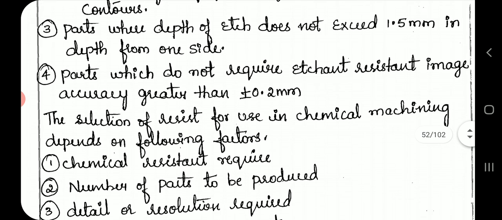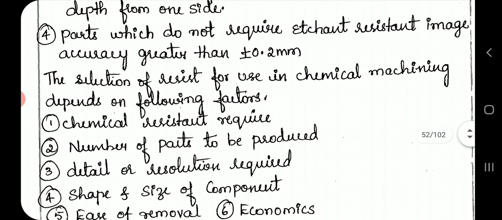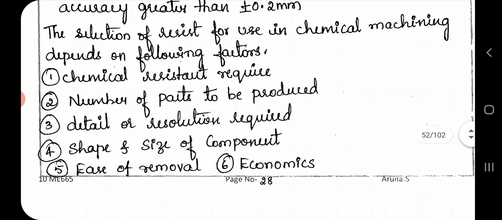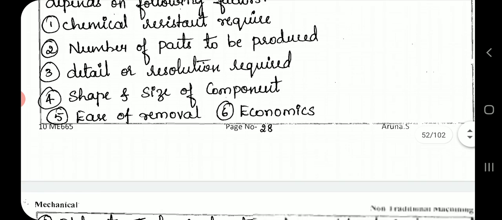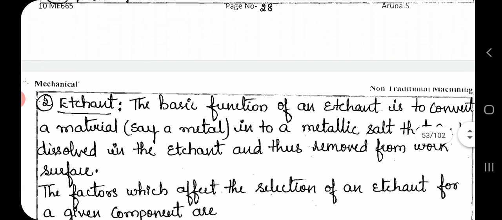The selection of resist for use in chemical machining depends on the following factors: chemical resistance required, number of parts to be produced, detail or resolution required, shape and size of component, ease of removal, economics.